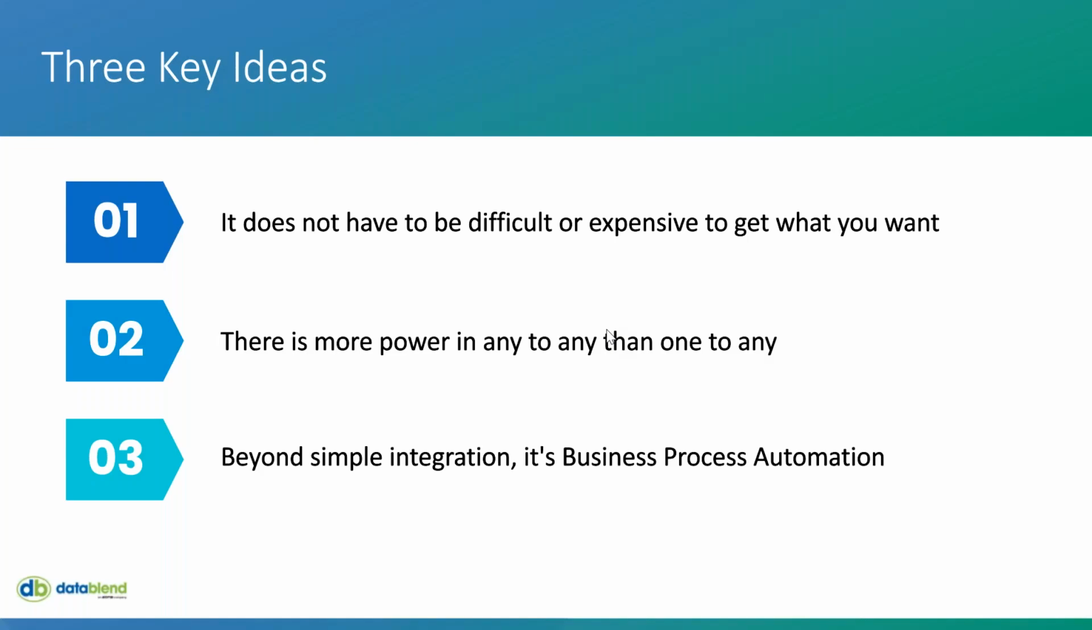So again, I think one of the big things we just want to highlight are these 3 key ideas, right? It doesn't have to be difficult or expensive to get what you want, right? There's more power in any to any than one to any. And this is beyond integration. This is business process automation. And as my customer mentioned a few weeks ago in Memphis, it's really the prerequisite for AI. It's the prerequisite for what's coming in the future. So it's an important question to ask. Are you ready for tomorrow, right?